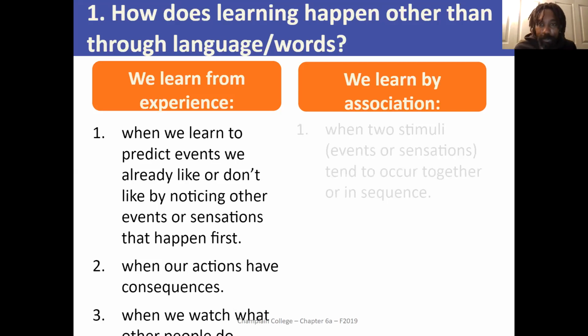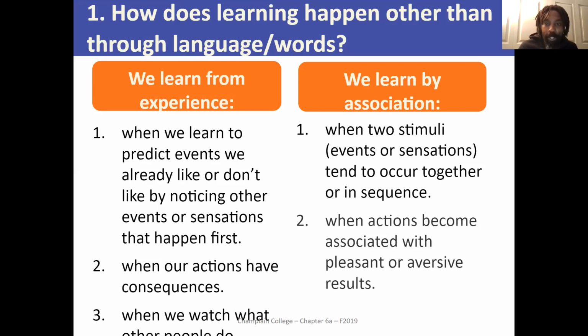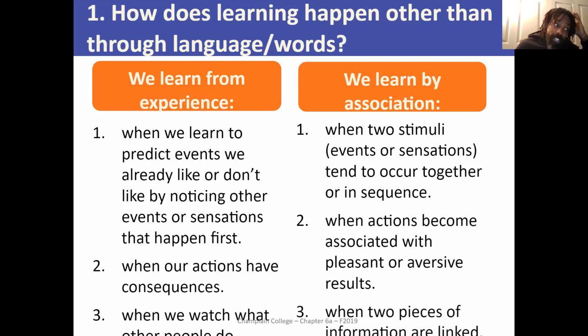Okay. So we learn by association. 1, when two stimuli, which can be considered events or sensations, tend to occur together or in sequence. So learning by association is an example of the first slide that you saw and what I was explaining, and then we'll go back into it and learn in detail. Or 2, when actions become associated with pleasant or aversive results. And then finally, the third point, when two pieces of information are linked.